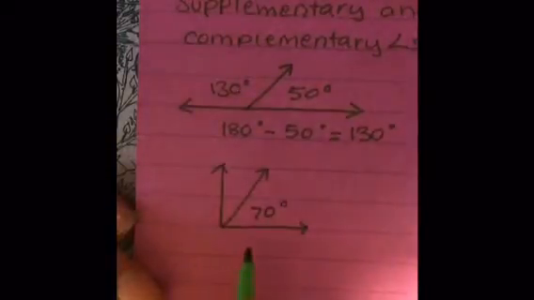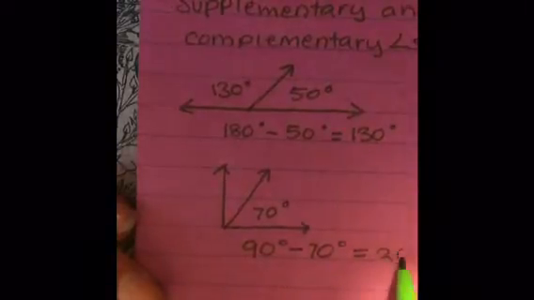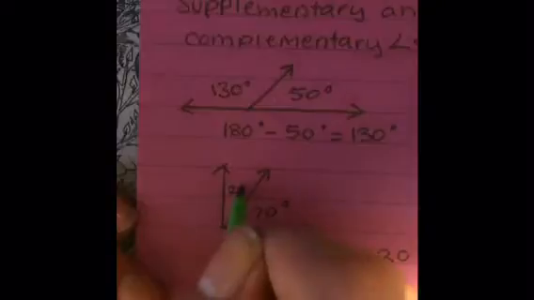And complementary angles are very similar. It's just a right angle intersected in two. So here we have a 70 degree complement, and to find the missing angle, you would subtract 90 degrees minus 70 degrees to find 20 degrees.